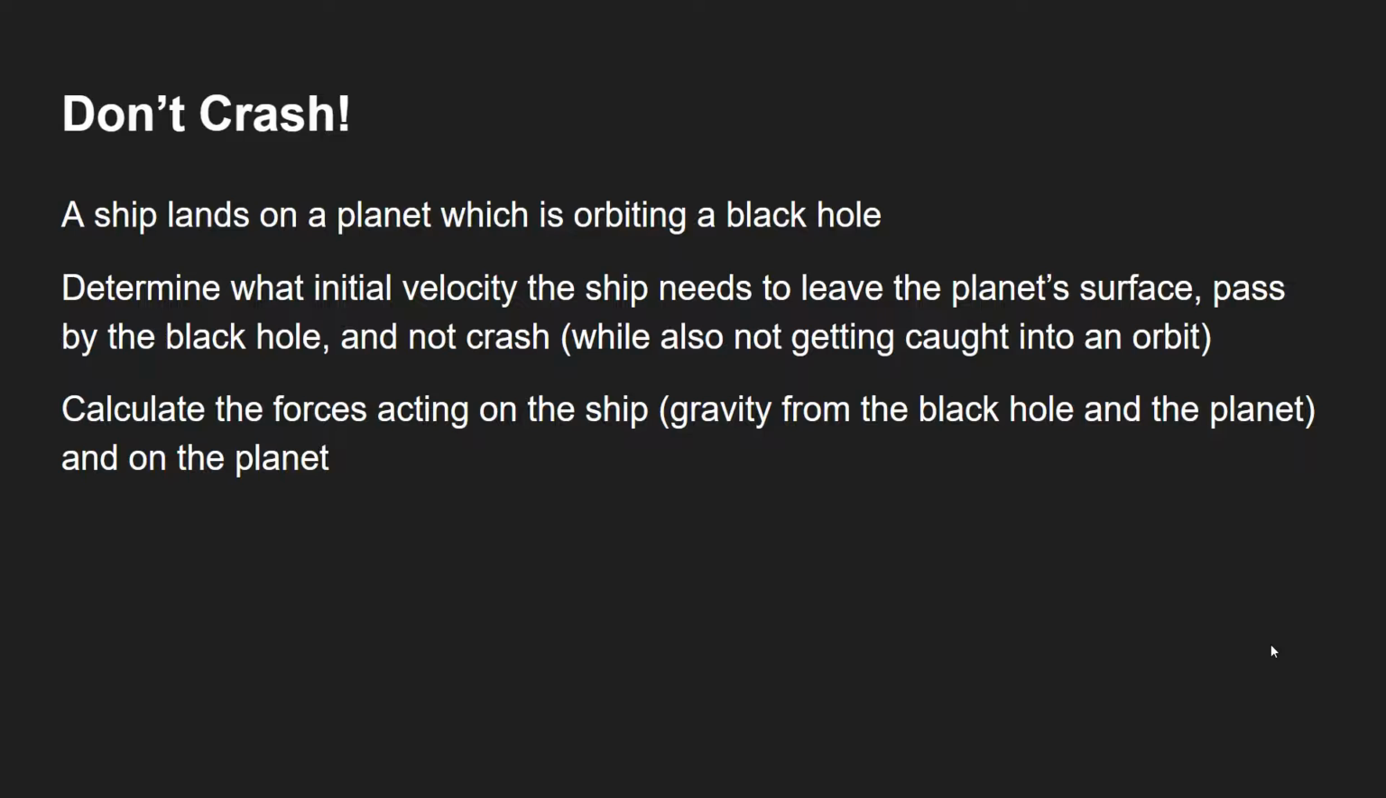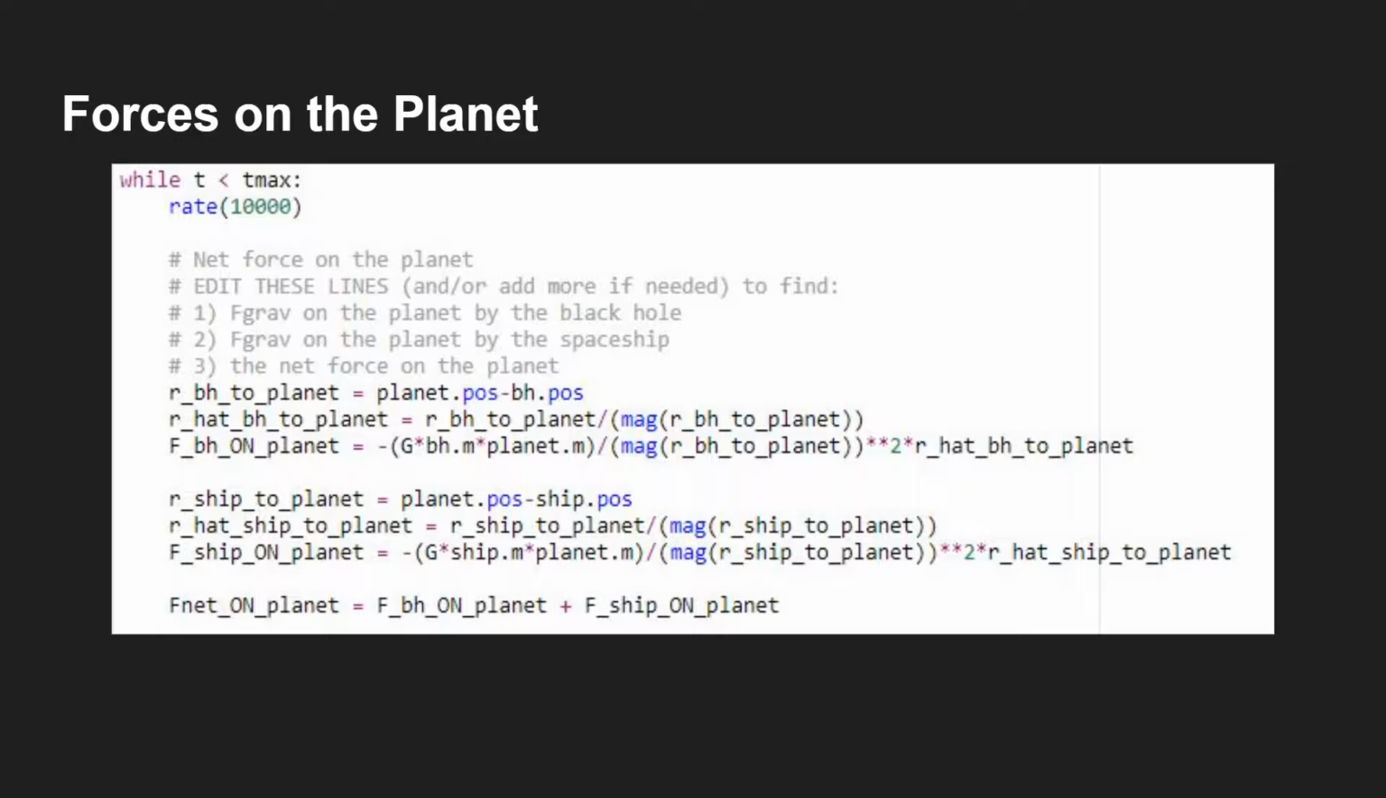Now part 2, we have a ship landing on a planet orbiting a black hole, and we need to determine what initial velocity the ship needs to leave the planet's surface, pass by the black hole, and not crash, while also not getting into any sort of orbit. And we need to do this by calculating the forces acting on the ship, which would be gravity from the black hole and the planet, and then on the planet, which would be gravity from the ship and the black hole. This calculation loop gets the forces on the planet.